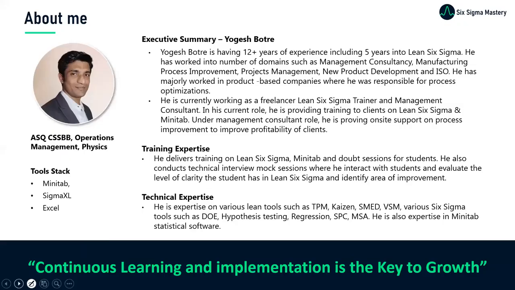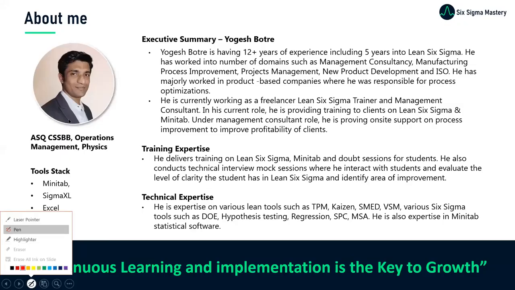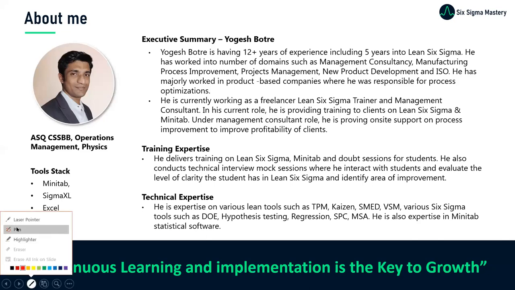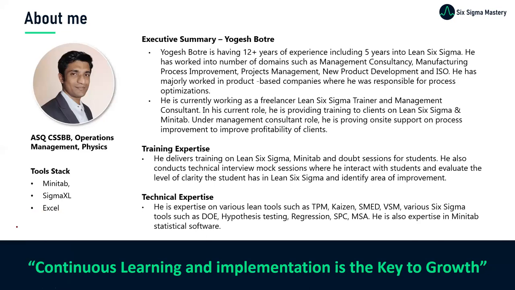All right, so quick introduction about me. As I know, most of you are not new. You already know about me, but a quick rundown. Myself, Yogesh Bhotre. I am an ASQ certified Six Sigma Black Belt in this training and coaching industry for the last 3 years, from 2019 onwards. The moment I got my certificate, I quit my job and now I'm in the training and coaching industry, along with some other businesses that I do.